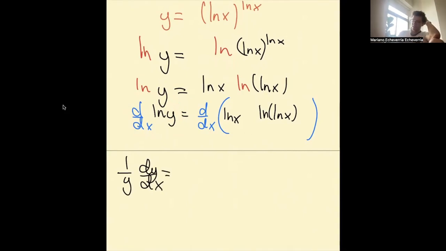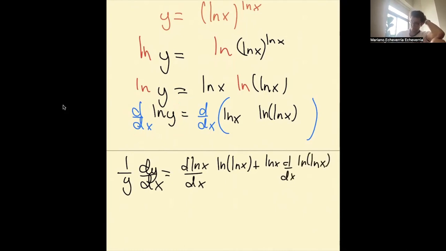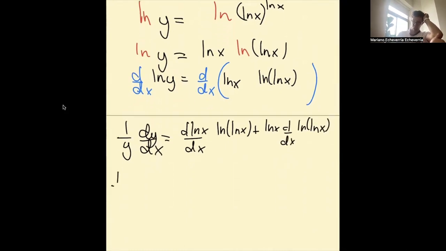And how do you deal with the other one? It's like the product rule, right? So it's the derivative of the first one times the second one plus the first one times the derivative of the second one. Is that making sense? So again, because it's being multiplied, now this is just 1 over x. So it's 1 over x times ln of x. That one is not too bad.